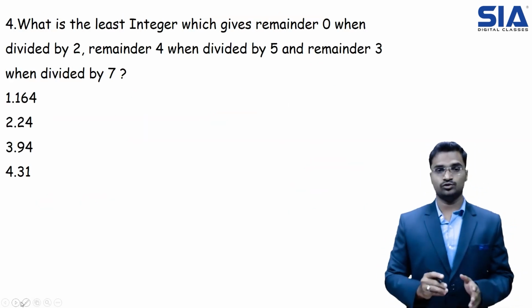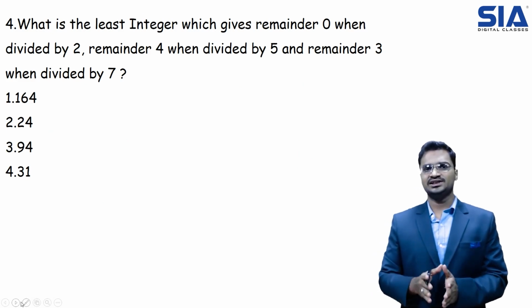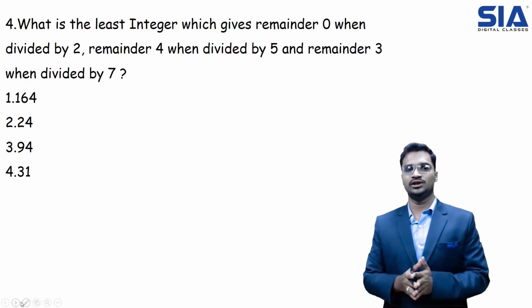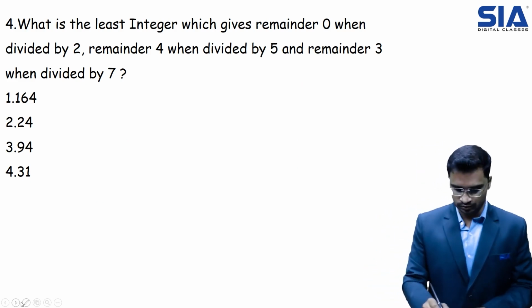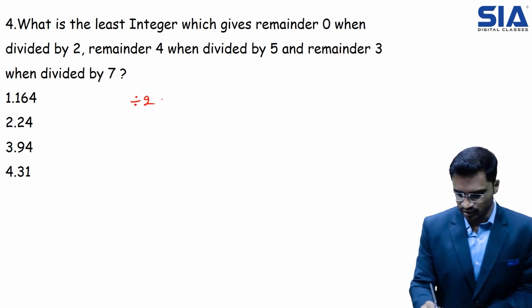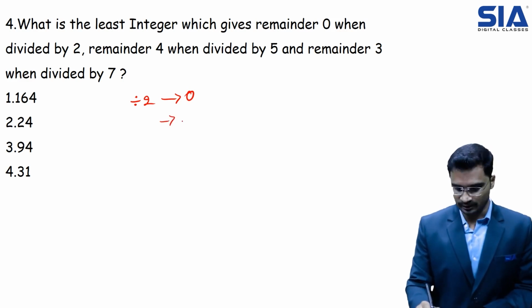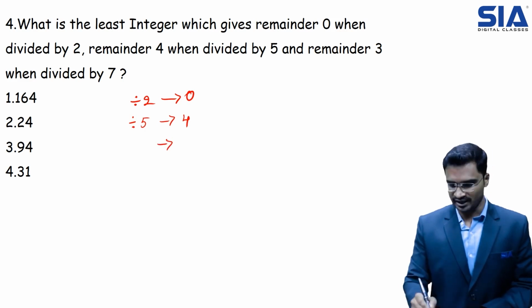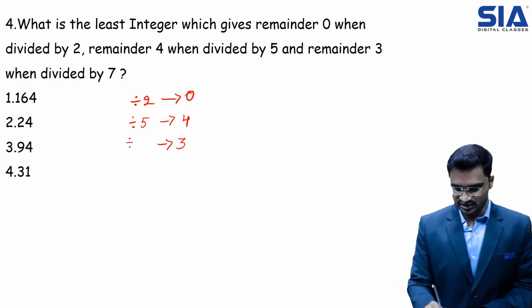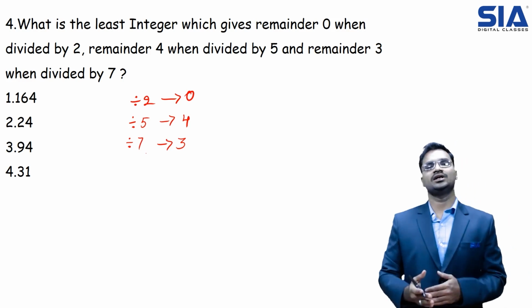Now coming to the fourth question. What is the least integer which gives a remainder 0 when divided by 2? When it is divided by 2, we are getting a remainder of 0. Then we are getting a remainder of 4 when it is divided by 5. We are getting a remainder of 3 when it is divided by 7. Let us check with the options.